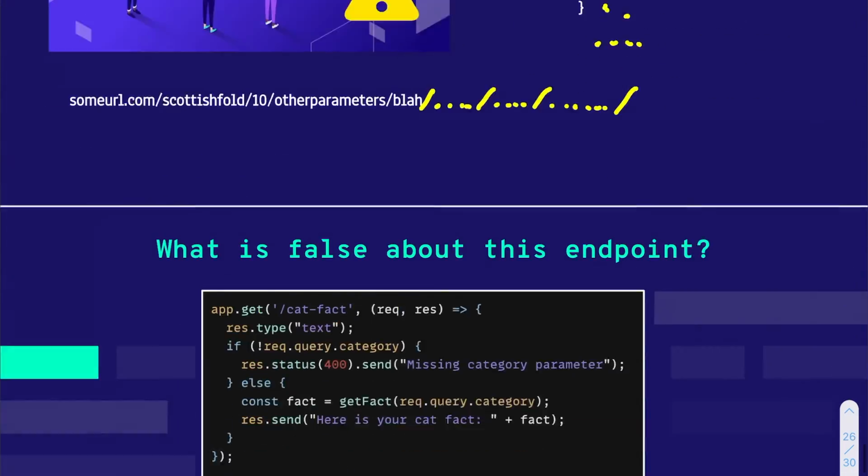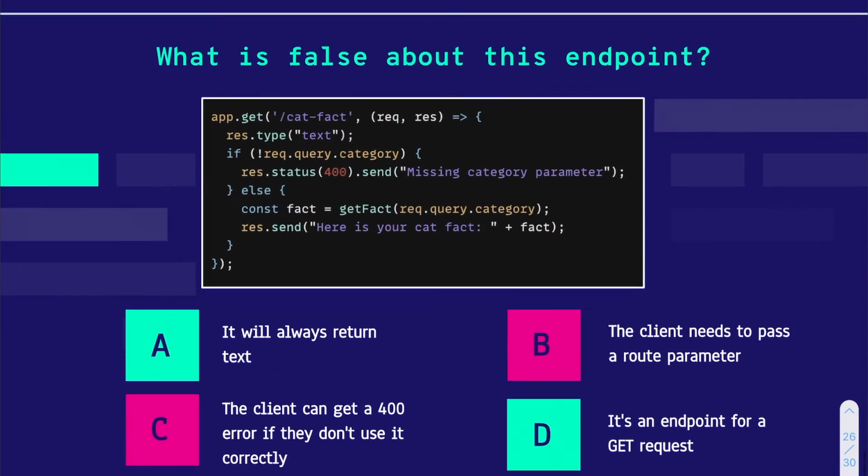All right, next question. What is false about this endpoint? And so we've got some lines of code here. Feel free to read them. A, it will always return text. B, the client needs to pass a route parameter. C, the client can get a 400 error if they don't use it correctly. Or D, it's an endpoint for a GET request. Correct answer here is B.